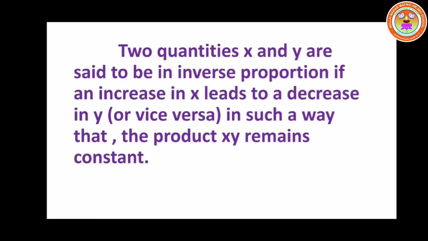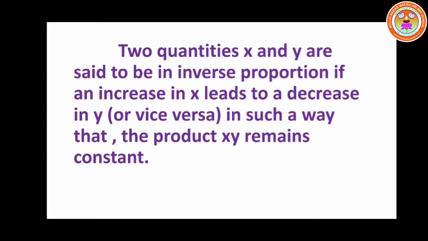But in inverse proportion, two quantities x and y are said to be in inverse proportion if x increases, y decreases, or else y increases and x decreases. So that is called an inverse proportion. How can we write that one? The product xy remains constant. There it is division; in direct proportion, x divided by y remains constant, but here the product xy remains constant.